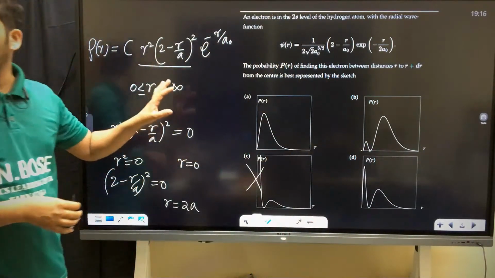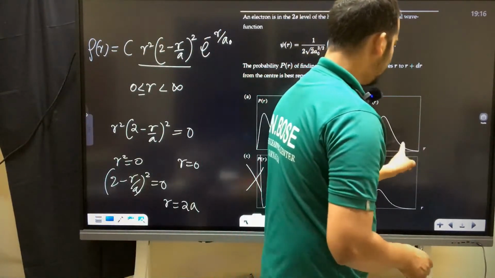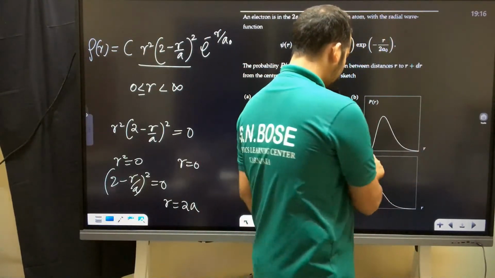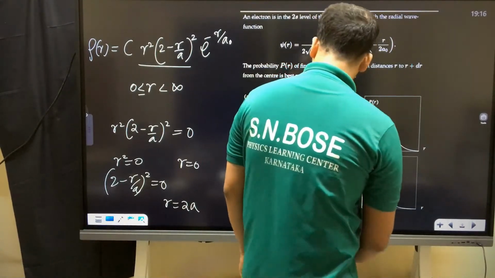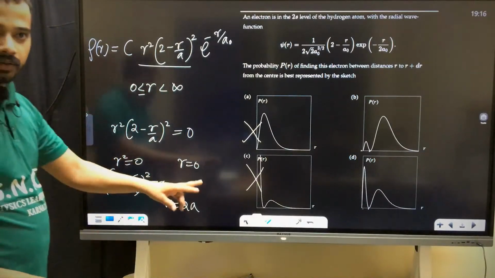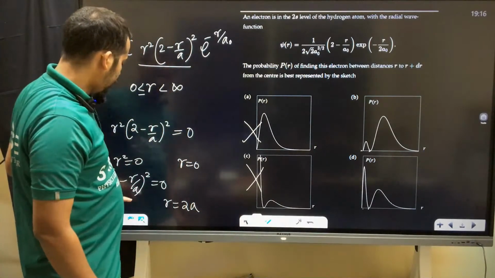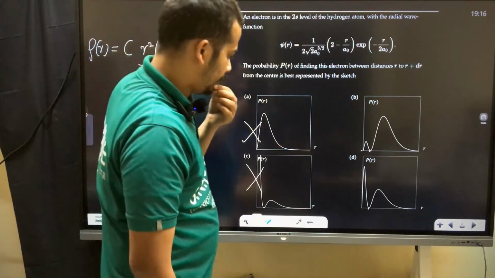You need some practice, graph plotting skill only. At infinity it is 0, you don't count that. At a finite value it should be 0. Again you can avoid this one now, either of these two. Because of this factor, it is 0 at 0 and it is 0 at r equal to 2a.